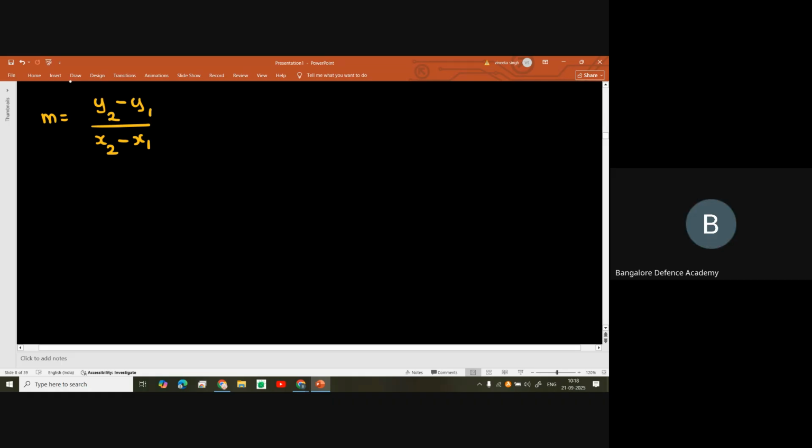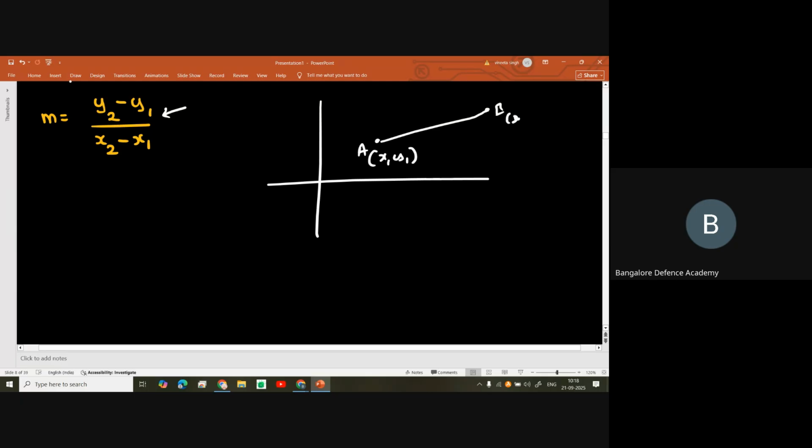Okay, look at this now. When I am going to use this, in which condition should I use this formula? Imagine this is the x-axis and this is the y-axis, and here they have given a line AB, with point A and point B. In this kind of question, they give you the points A and B, x1 comma y1 and x2 comma y2, and they ask you to find the slope of the line. That time you use this formula: m is equal to y2 minus y1 by x2 minus x1.